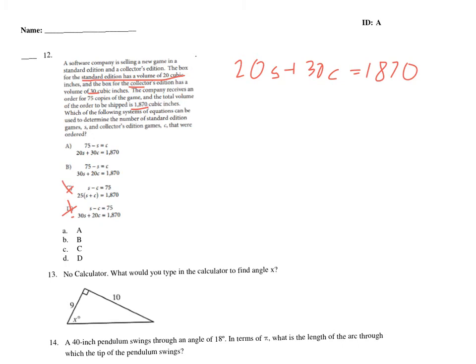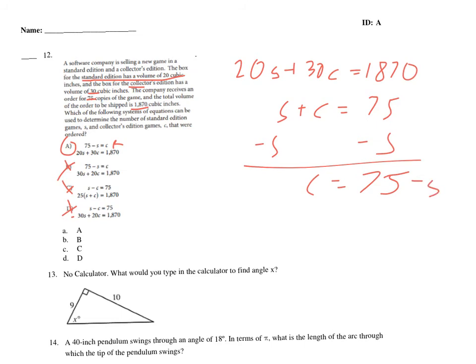Oh, I can actually cross off this one as well, and I already know the answer is A. But just to clarify, it says 75 copies here, so I would have done that one as S plus C equals 75. You can see they subtracted the S over to the other side. I don't know why they did that. I guess if they wanted to use substitution. So that's why they did that on that first equation.